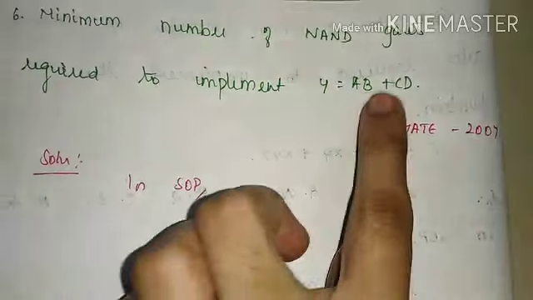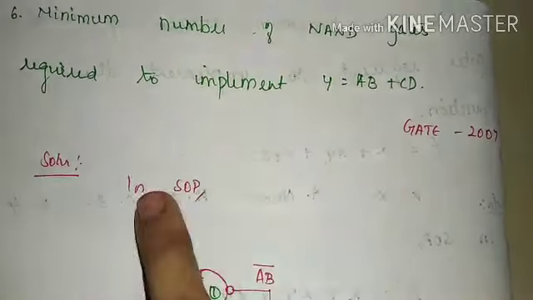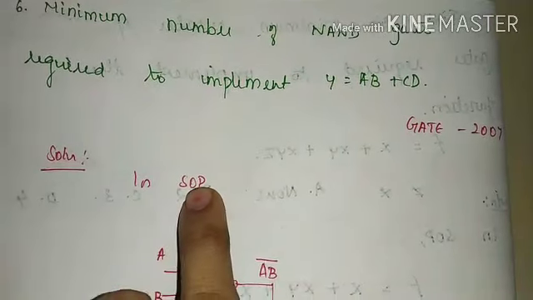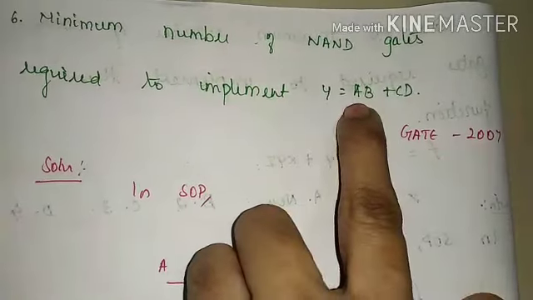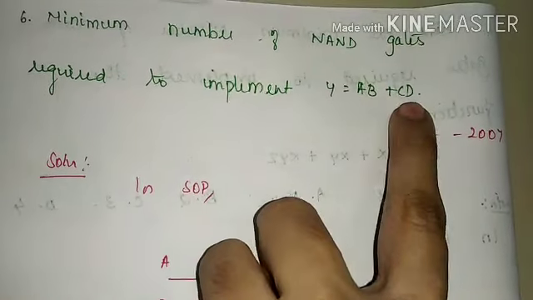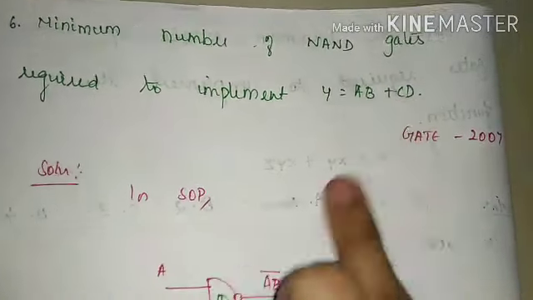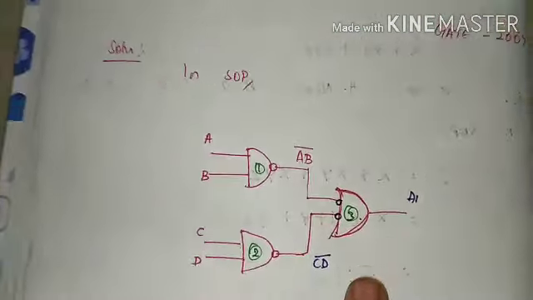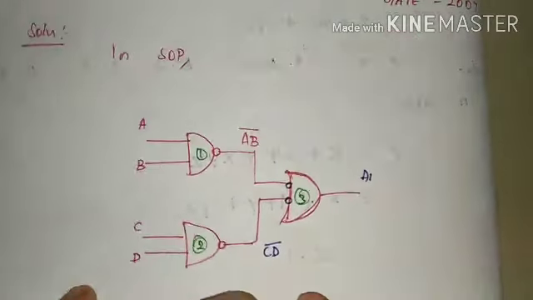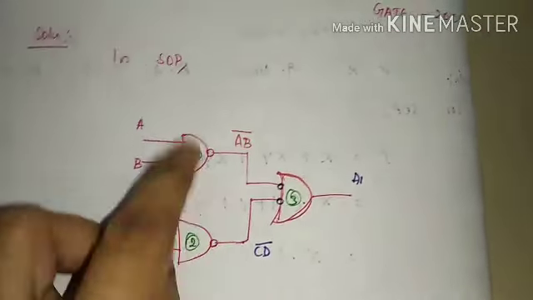See, Y is equal to AB plus CD. Our first step, we have to convert this into SOP form. See, already it is in SOP format. So AB plus CD. Product terms get summed up. So it is in SOP format. Now we will implement in AOI representation. AOI in the sense AND OR.